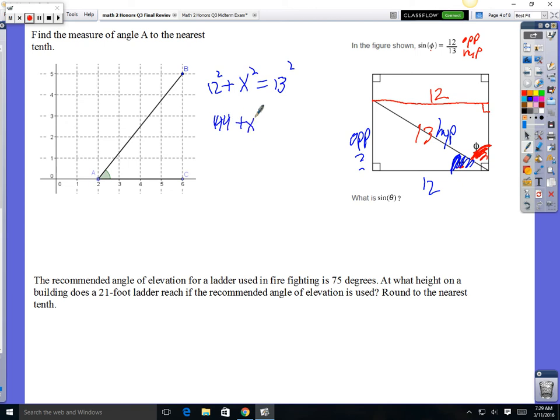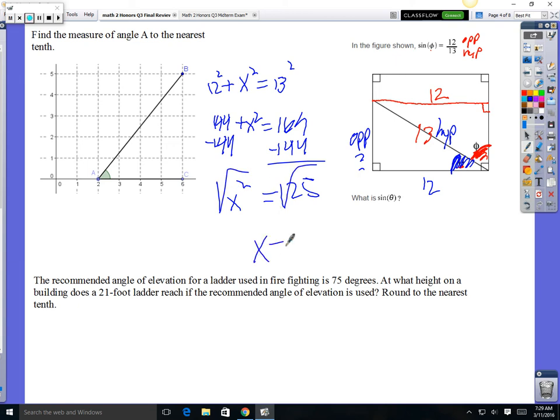144 plus x squared equals 169. Now solve for x. Let's undo the plus 144. Let's minus 144. Okay, so we got x squared is 25. Undo the square. Square root, x is 5. So this height is 5.